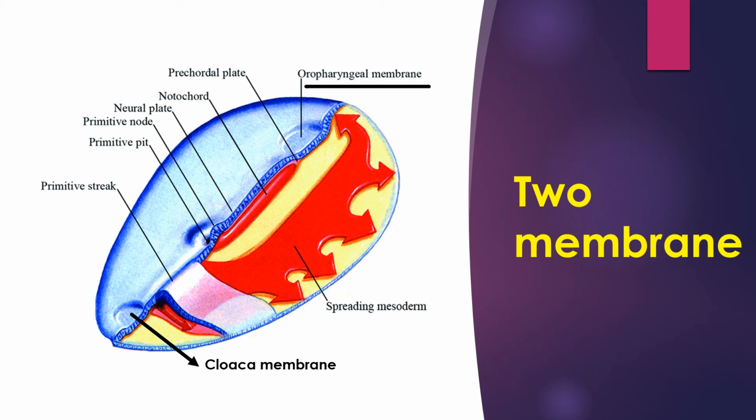So after this spread of the intraembryonic mesoderm, we can see two membrane-like structures. So this precaudal plate becomes converted into a buccopharyngeal membrane or oropharyngeal membrane. And then towards the caudal end, we can see another one, the cloacal membrane. So this cloacal membrane differentiates into two, one is the anal and another one is the urogenital membrane. These two structures are derived from the cloacal membrane.